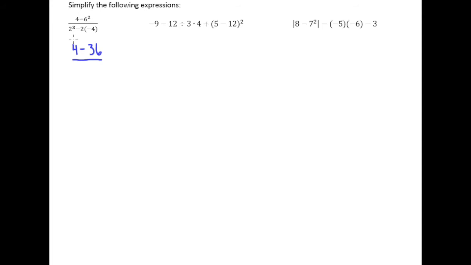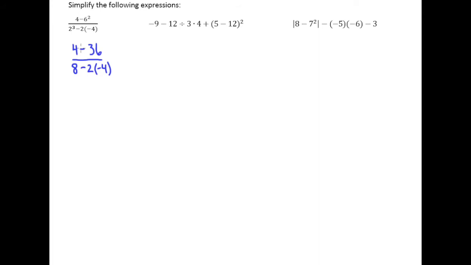And on bottom here, we also have an exponent, so that'll be the first thing we do there. And so that's 2 cubed, right? So 2 cubed is 2 times 2 times 2. So 2 times 2 is 4, times 2 again would be 8. And as always with order of operations problems, rewrite everything that you did not change.